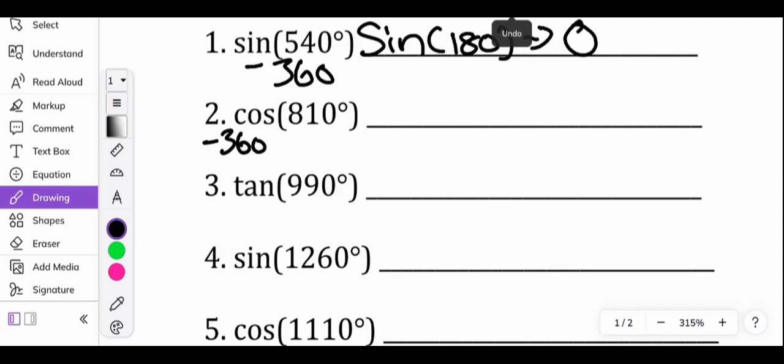Next we have cos 810. Same process of subtracting 360. 810 minus 360 is 450, and 450 minus 360 is 90. Cos 90 is 0. Once again this is found in the chart.